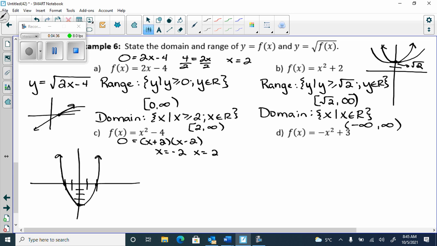So does it cross through? Yes. Is it concave up? Yes. So does it go on for life? Yes, upwards, correct? So whenever it crosses through the x-axis and it goes on for life upwards, it's going to be greater than or equal to 0. It's going to be your range, right?